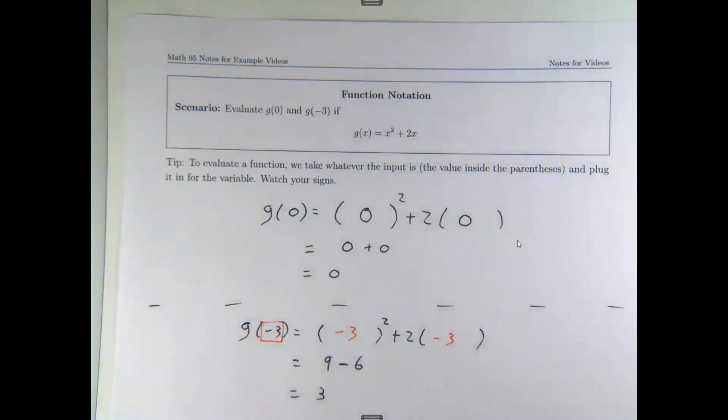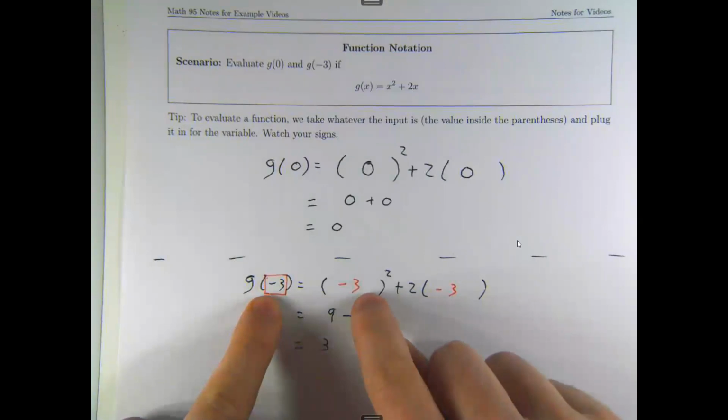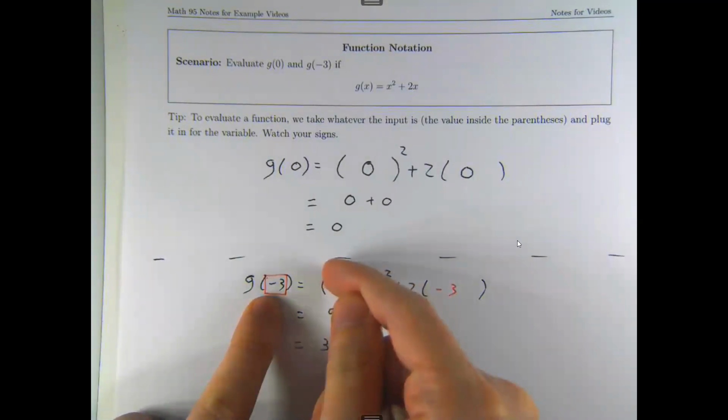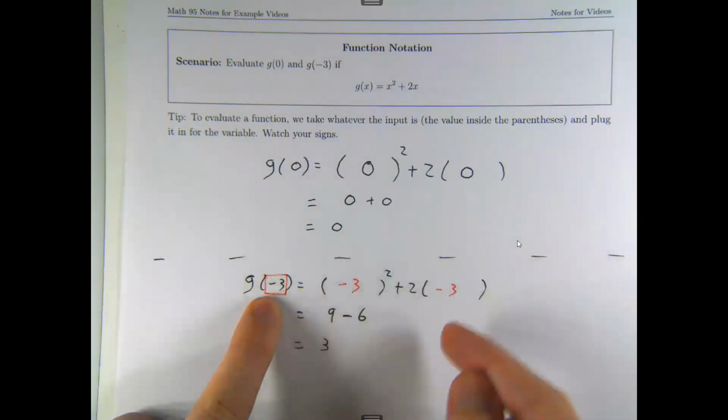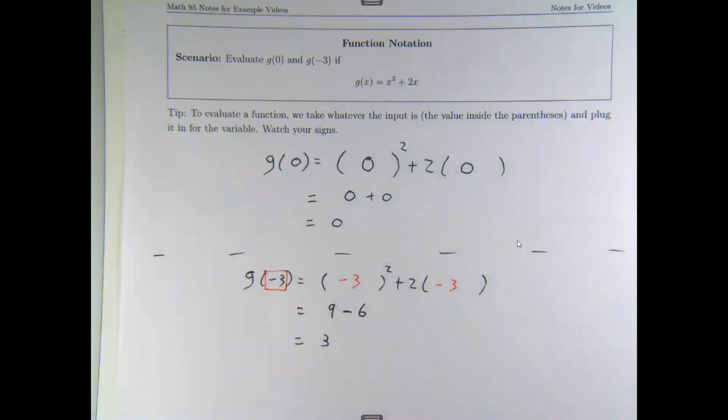So when I'm evaluating a function, I'm taking whatever is on the inside and I'm plugging it in for x. Make sure you have parentheses around this input because it helps you to remember stuff like being careful with the squares. Hope that helps. That was looking at function notation.